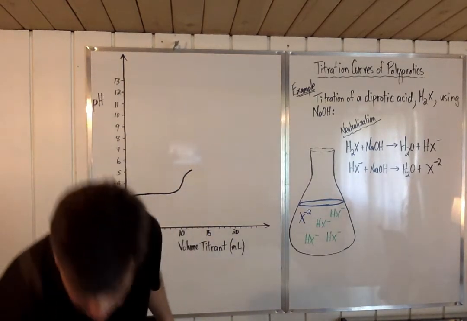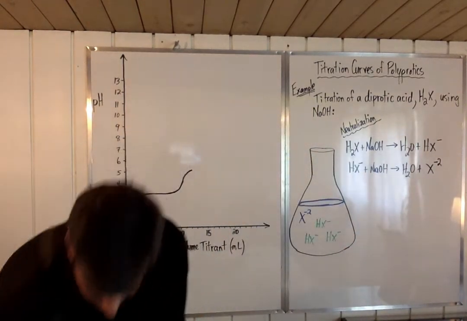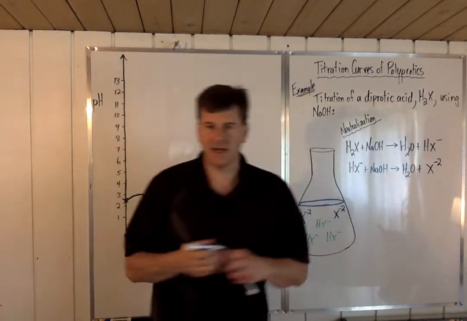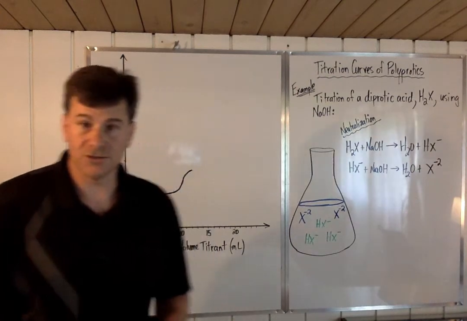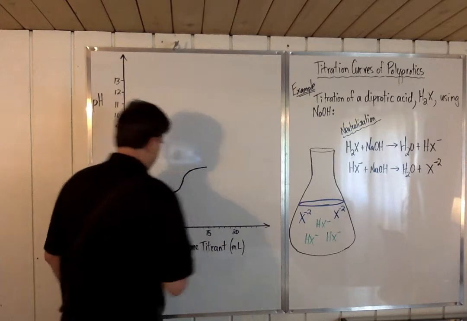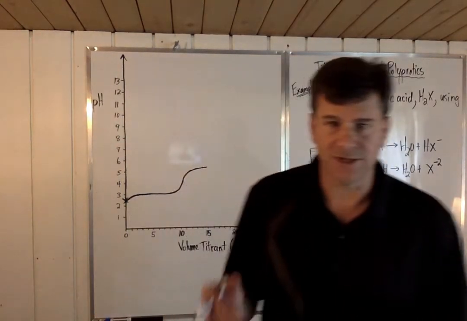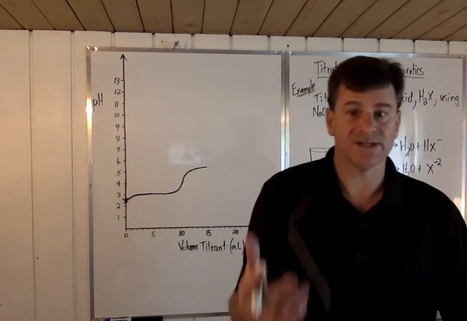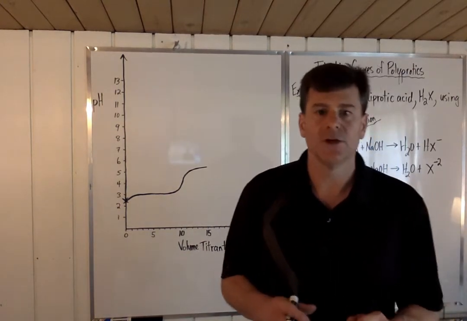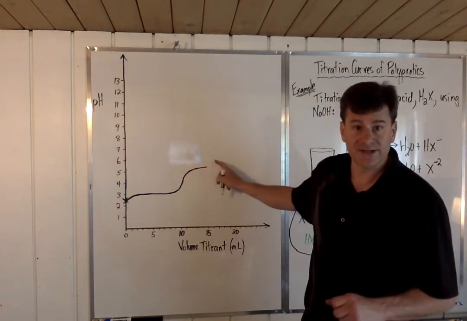But then we started creating another one. I add another sodium hydroxide, and I get rid of another one of these, and I turn it into X minus 2. The buffer solution gets even better. And so it continues on. Now, this feature that you're going to see with diprotics and triprotics and everything like this is that every time there's an H that comes off of an acid when you're doing a titration, you're going to see a rise and then you're going to see a replateau.